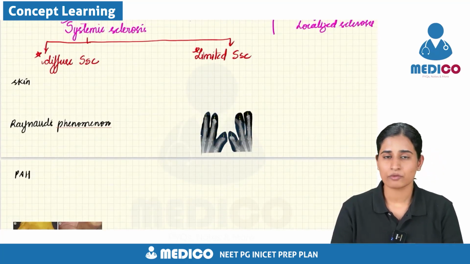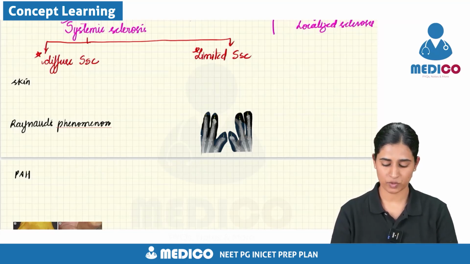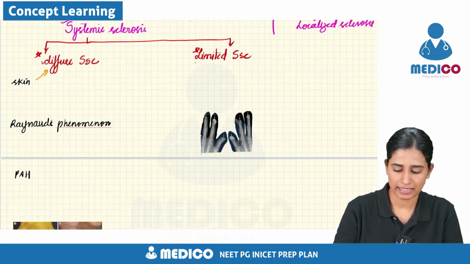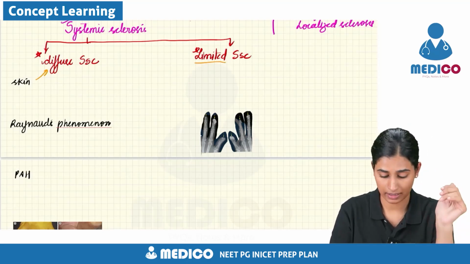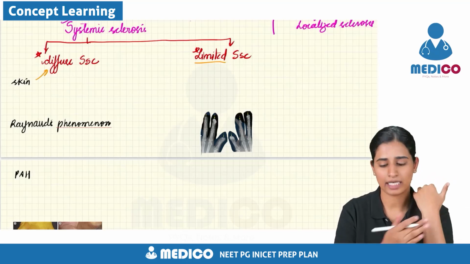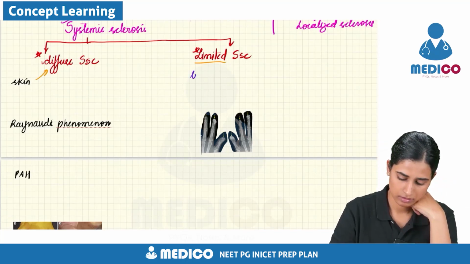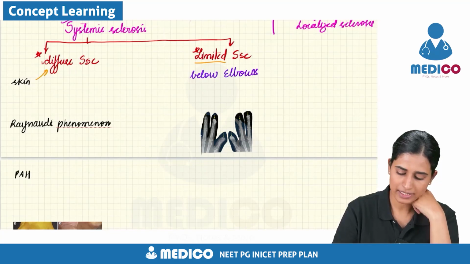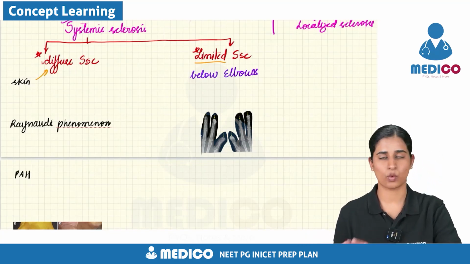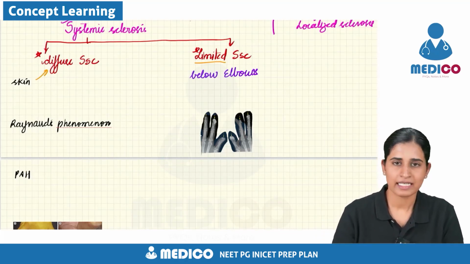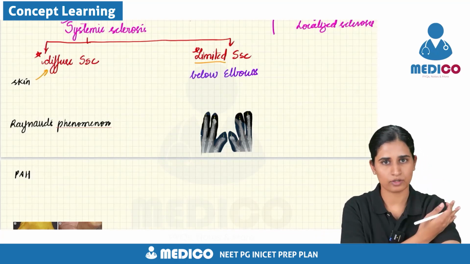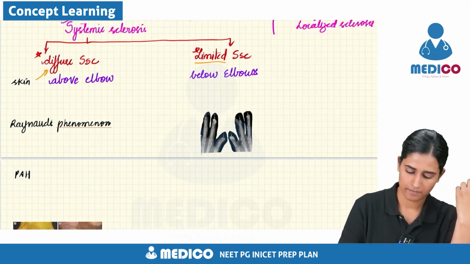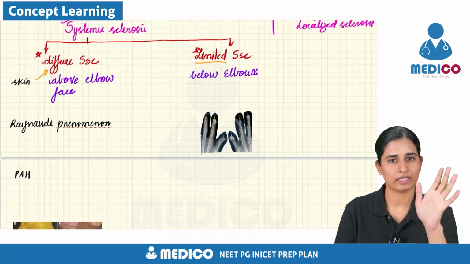So coming to the skin involvement, in diffuse, the name itself says. So it's diffuse, it's limited. So the skin involvement in diffuse will be diffuse and in limited will be limited. But how limited is it? It's limited to below the elbows. So you can see skin involvement only below the elbows. Whereas in diffuse, it will cross above the elbow and also involve the face.